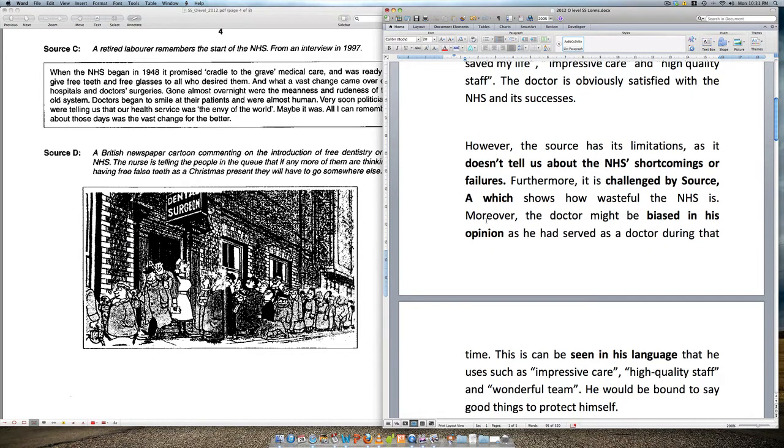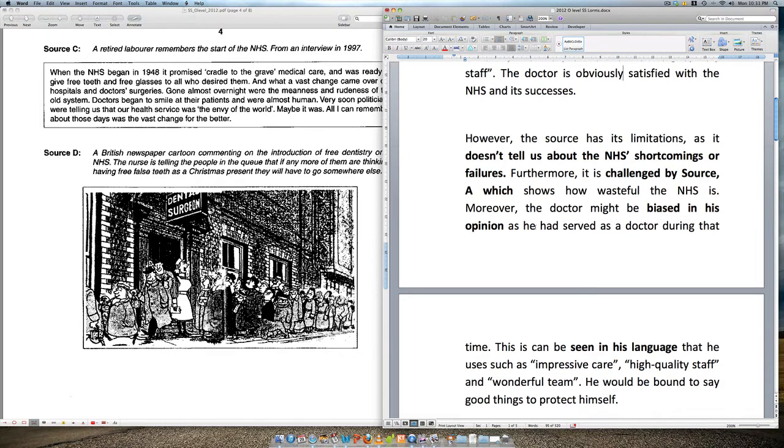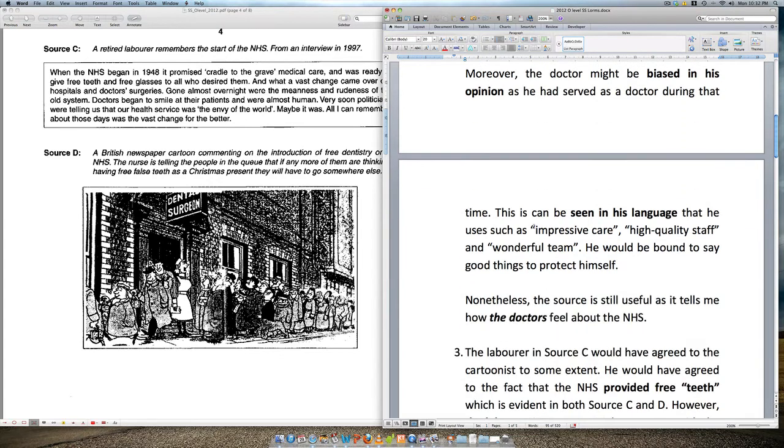Moving on, I go on to examine how the doctor might be biased in his opinion. However, don't just stop by saying he's biased and expect the marker to understand how he is biased. Why is he biased? The reason why I said he's biased is because he had served as a doctor during that time.